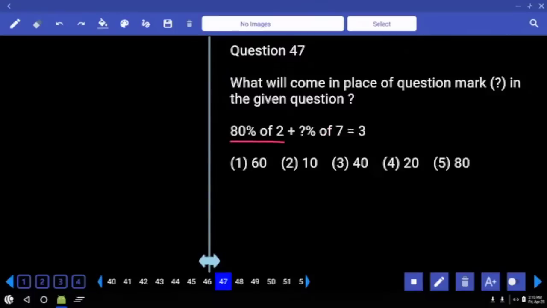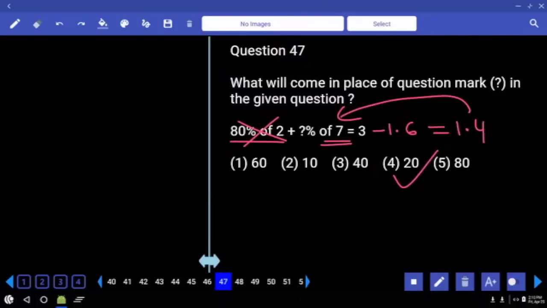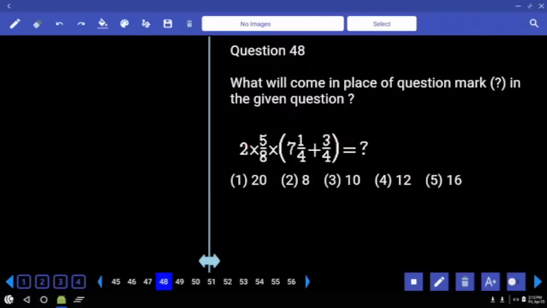80% of 2 or 2% of 8, which is 1.6, goes to other side, becomes minus 1.6, that is equal to 1.4. 1.4 is what percentage of 7? With respect to 7, 10 percentage is 0.7, double is 1.4, 10% double, 20%. Number inside bracket, 1 by 4, 3 by 4, which is 1, 7 plus 1, 8, denominator 8 gets cancelled, 2 into 5, 10.